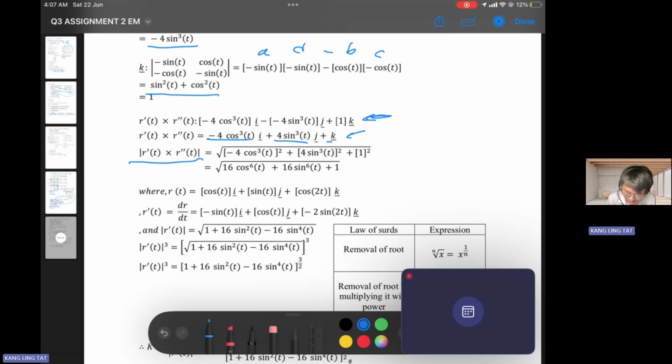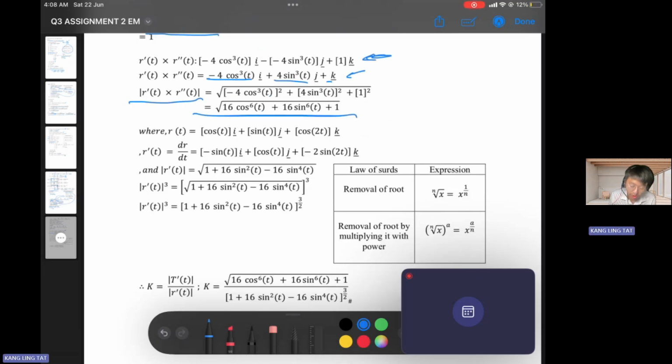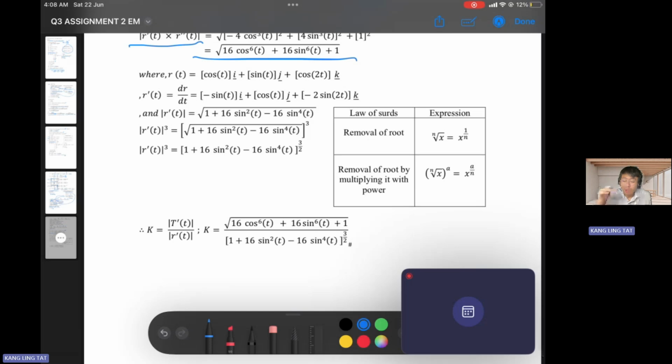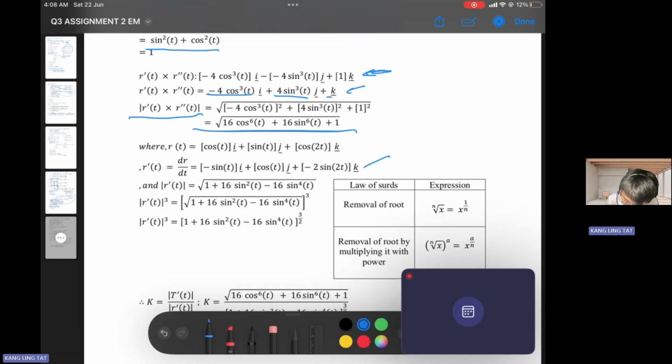All right. So this is what we get in the end for the magnitude of the cross product of the first derivative and the second derivative of the vector function, right? So now we got that. What we are missing now is the cube of the magnitude of the first derivative of the vector function. We already got the first derivative of the vector function, and we just need to find its magnitude. We already got that from question 3a, and now we just need to cube it.